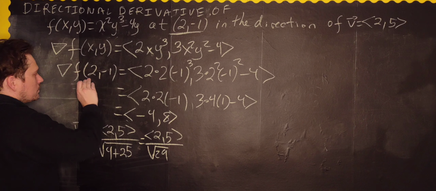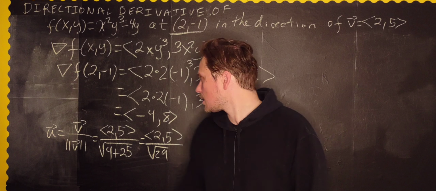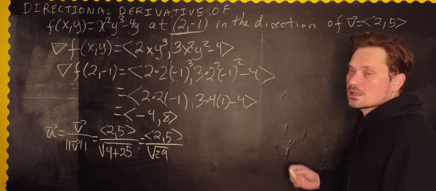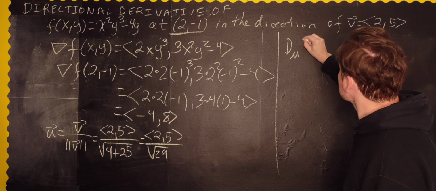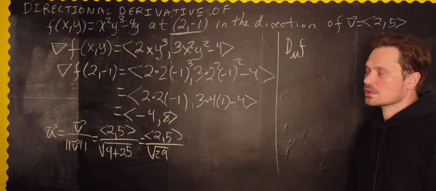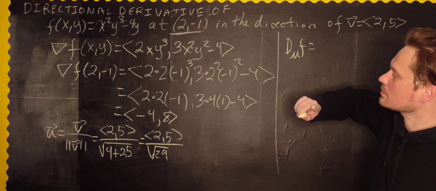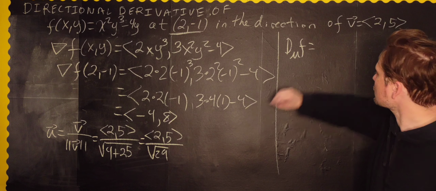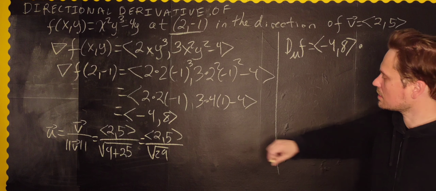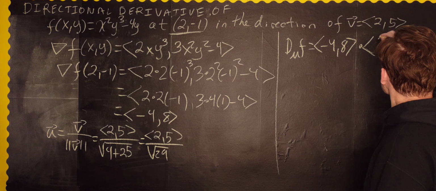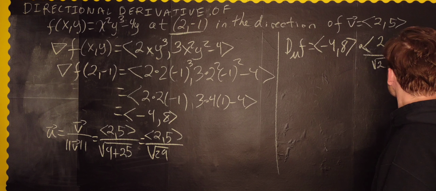Now we just have to dot the gradient at (2, -1) with this quantity here to find the directional derivative. I'm going to do that over here. We have room. I'm going to use this notation: the directional derivative of f in the direction of u, given by that. We're doing it at a point, remember, (2, -1), so that's the vector (-4, 8), and you're going to dot this with the vector (2, 5) divided by the square root of 29.